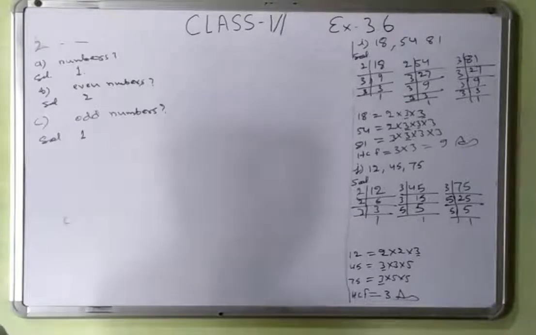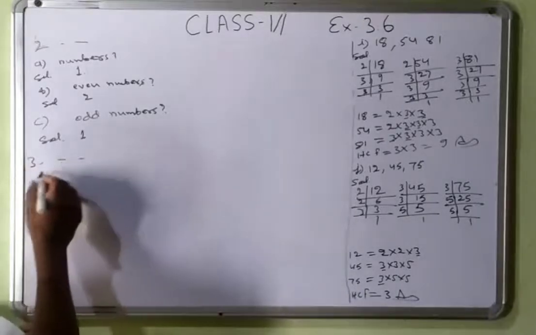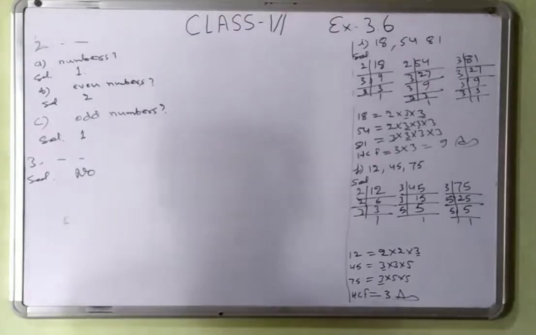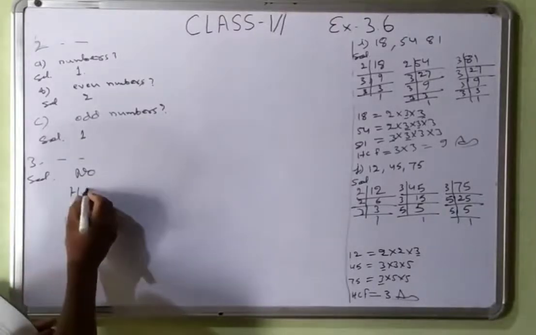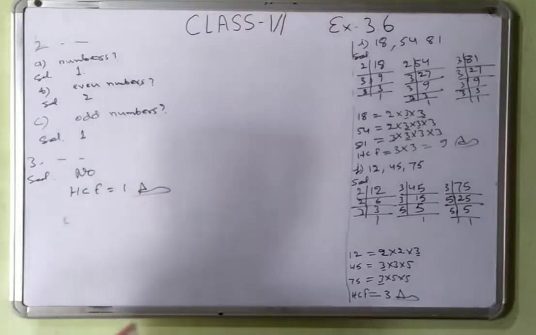Last question. The HCF of co-primes 4 and 15 was found as follows by factorization. 4 is equal to 2 into 2, 15 is equal to 3 into 5. Since there is no common prime factor, so HCF of 4 and 15 is 0. No. If there is no common factor, then 1 will always be the HCF. So HCF is 1. That is our answer.